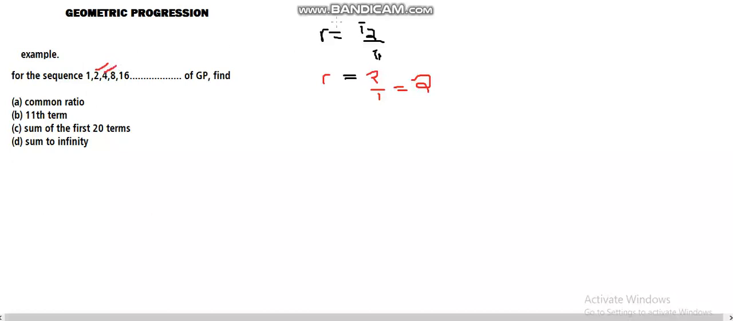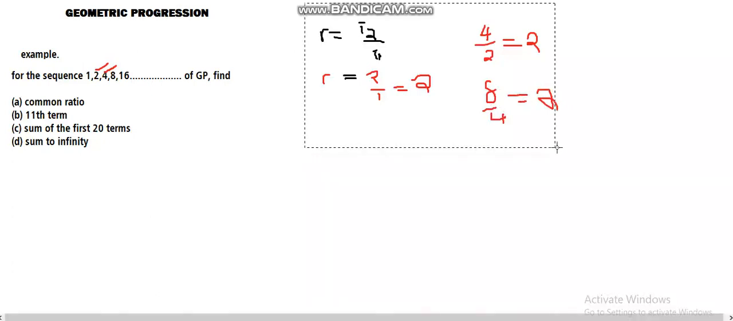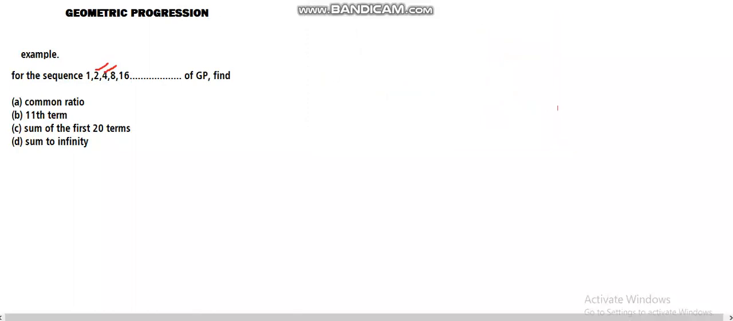and 2. If 4 becomes your second term and 2 becomes your first term, you are also getting 2. So you should get 2 for all of these when you pick them. If you want, you can pick 8 and 4. 8 and 4 also give you 2 as your common ratio. So our common ratio in this case is 2. So our value of R is equal to 2. So we keep that.